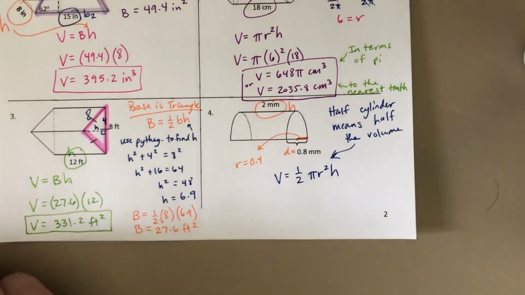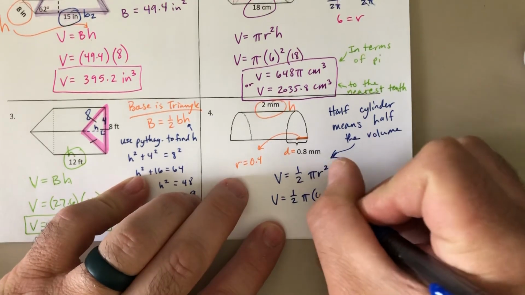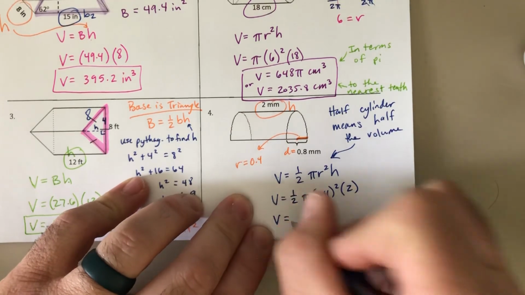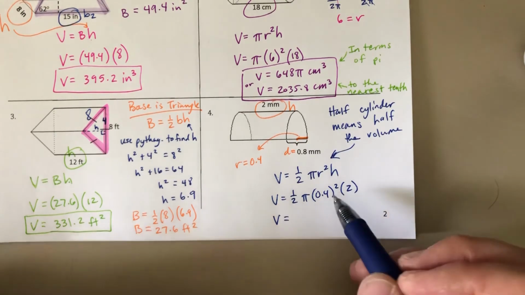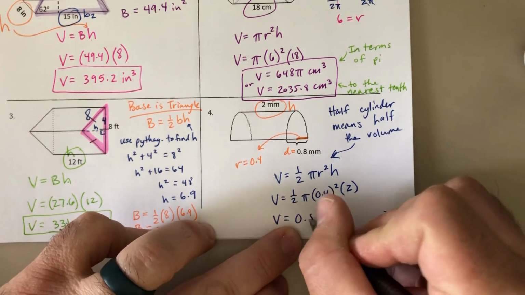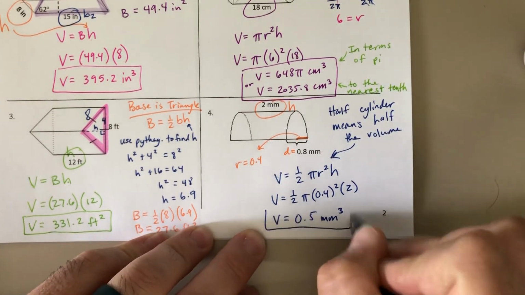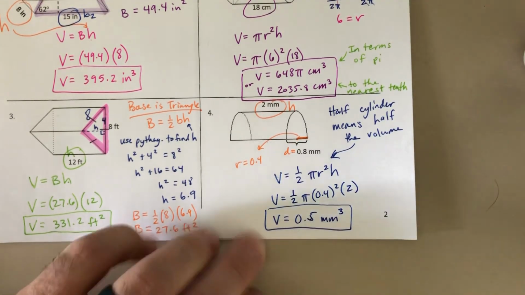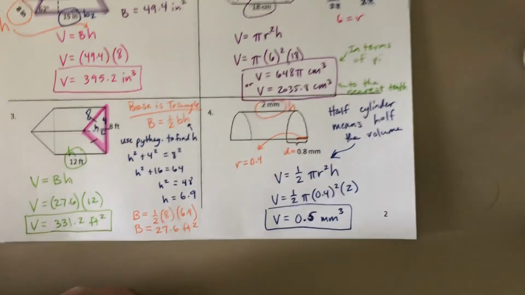Okay, let's plug it in. Volume is 1/2 times pi times 0.4 squared times height of 2. I'm not going to put it in terms of pi this time because of this 0.4, we're already going to be in decimals, so we might as well just stick with the decimals, which is going to get us 0.5 millimeters cubed. All right, kind of funny, right? That all this multiplied out and came out to be just 0.5. That is a 5. Sorry, my 5s look a little funny sometimes.